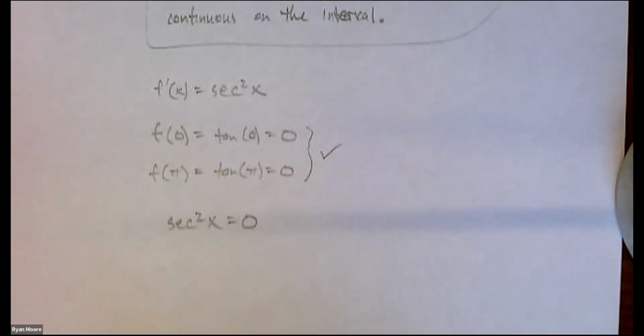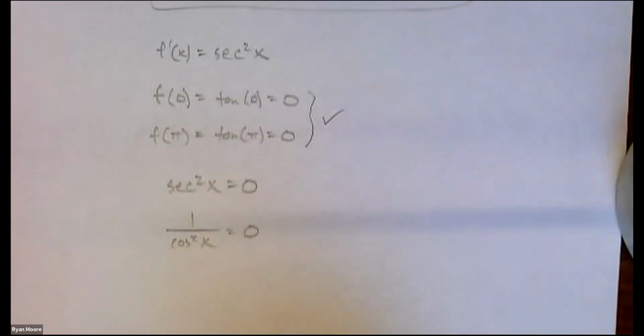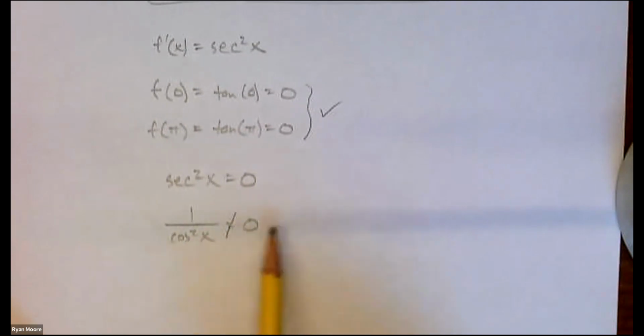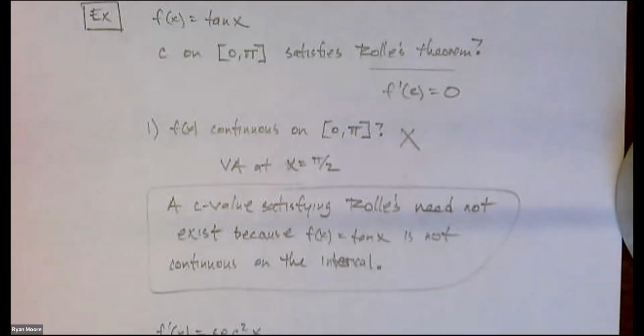You might think, okay, secant squared x equals 0. I'll make this 1 over cosine squared x. That's not going to get you very far. There's no solution here, right? If you were to multiply by cosine squared, you'd get 1 equals 0. That wouldn't make any sense. There's no value of x that will satisfy that. And the reason, of course, is because we never satisfied the hypotheses in the first place.